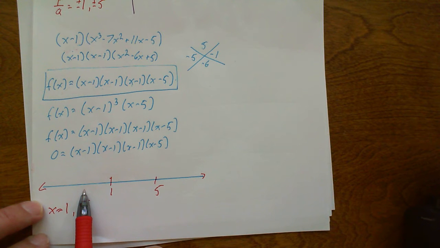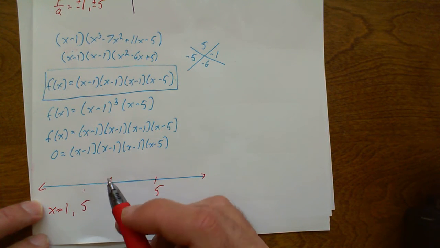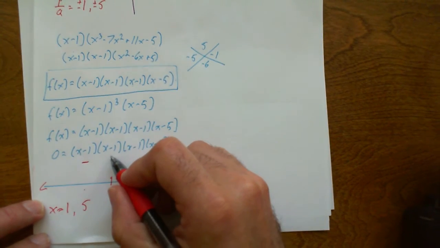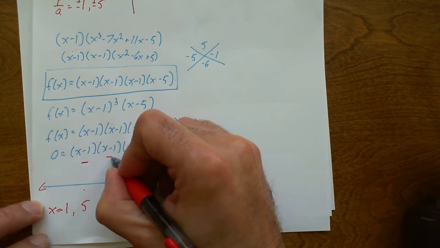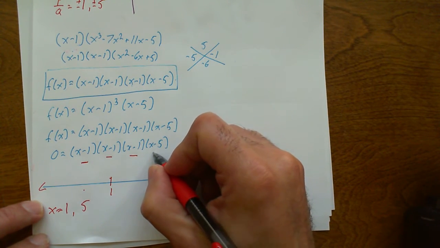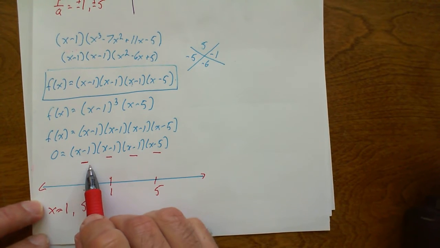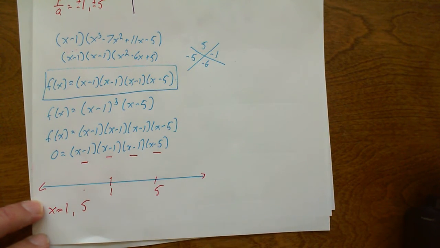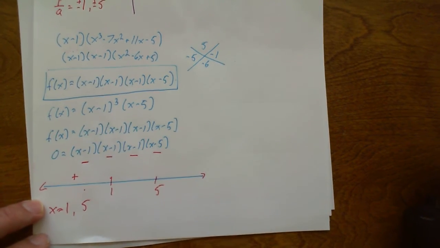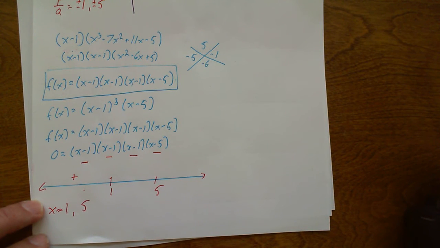Let's plug in 0. What's 0 minus 1? Negative. 0 minus 1, negative. 0 minus 1, negative. 0 minus 5, negative. I got 4 negatives. That's even. What does that mean? That means over there it'll be positive, right? You can plug in any number, the same thing will happen.